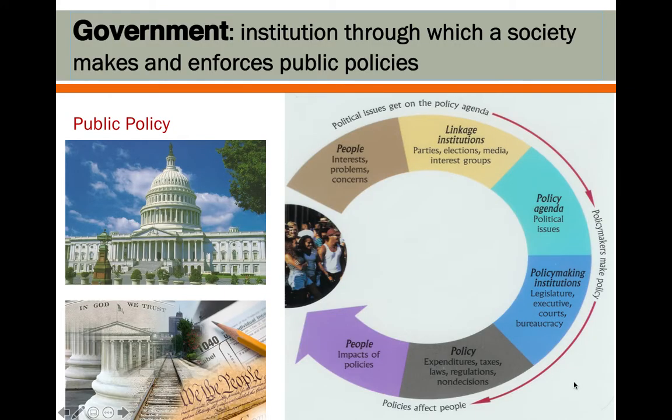So when we look at the government, it's the institution through which a society makes and enforces public policies. As you see, it starts with the people, and then with the circle of policy making, it ends with the people. So the people, the interests, the problems, the concerns, they then are passed through political parties, political agendas, policy making, laws are created, and that ends up impacting the people through policies.